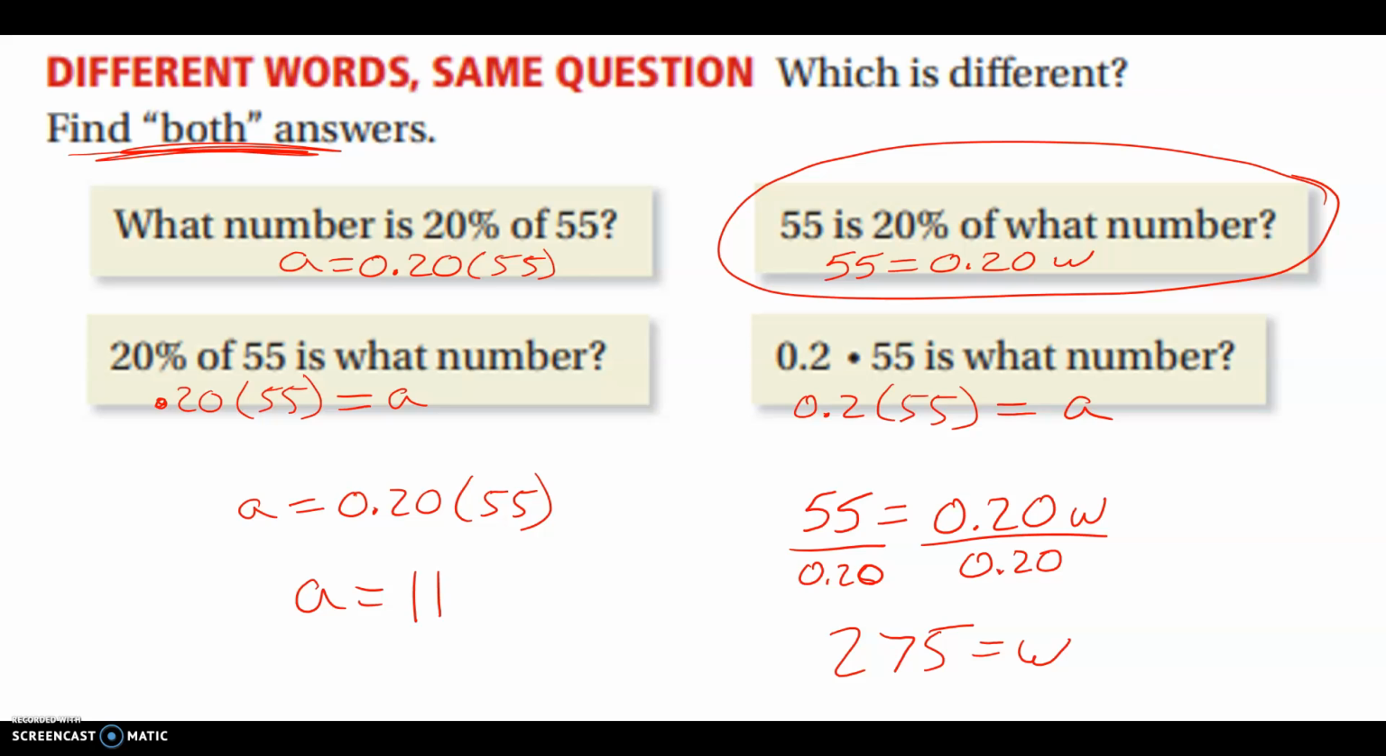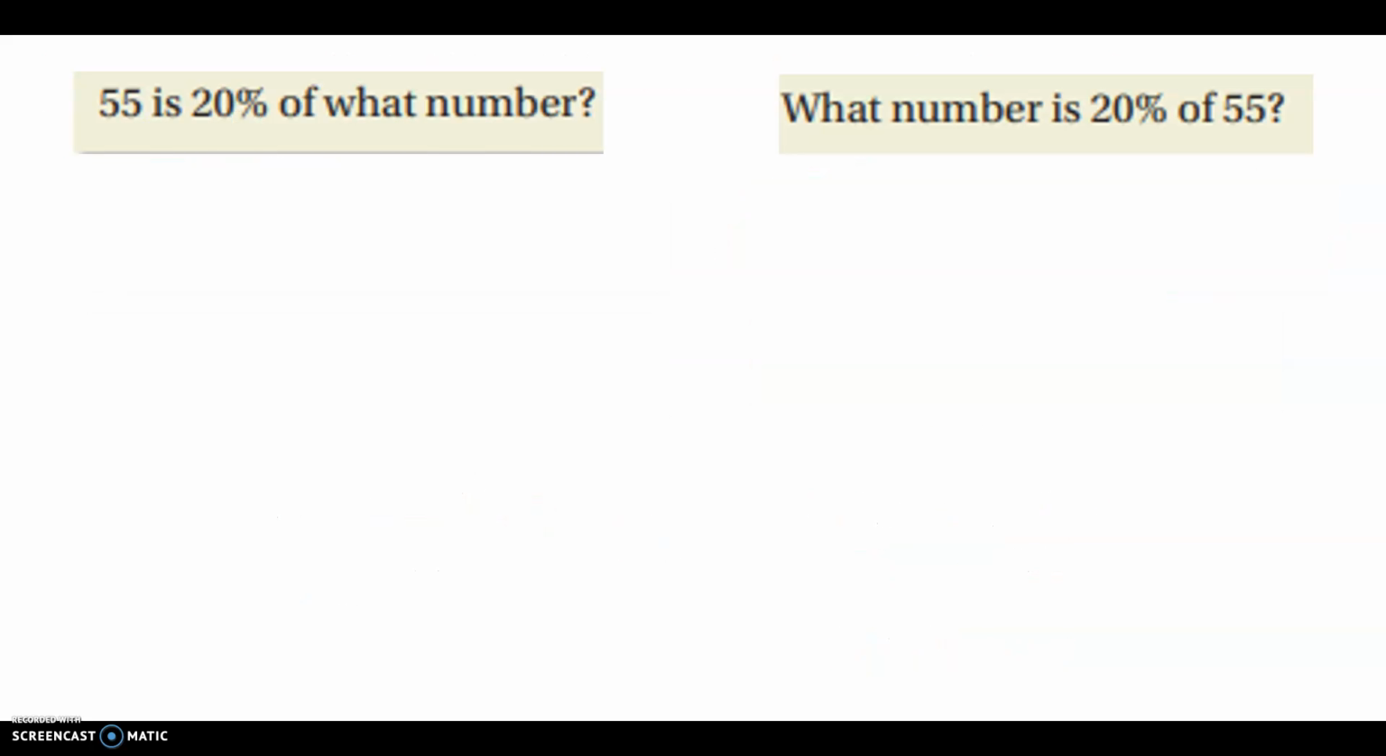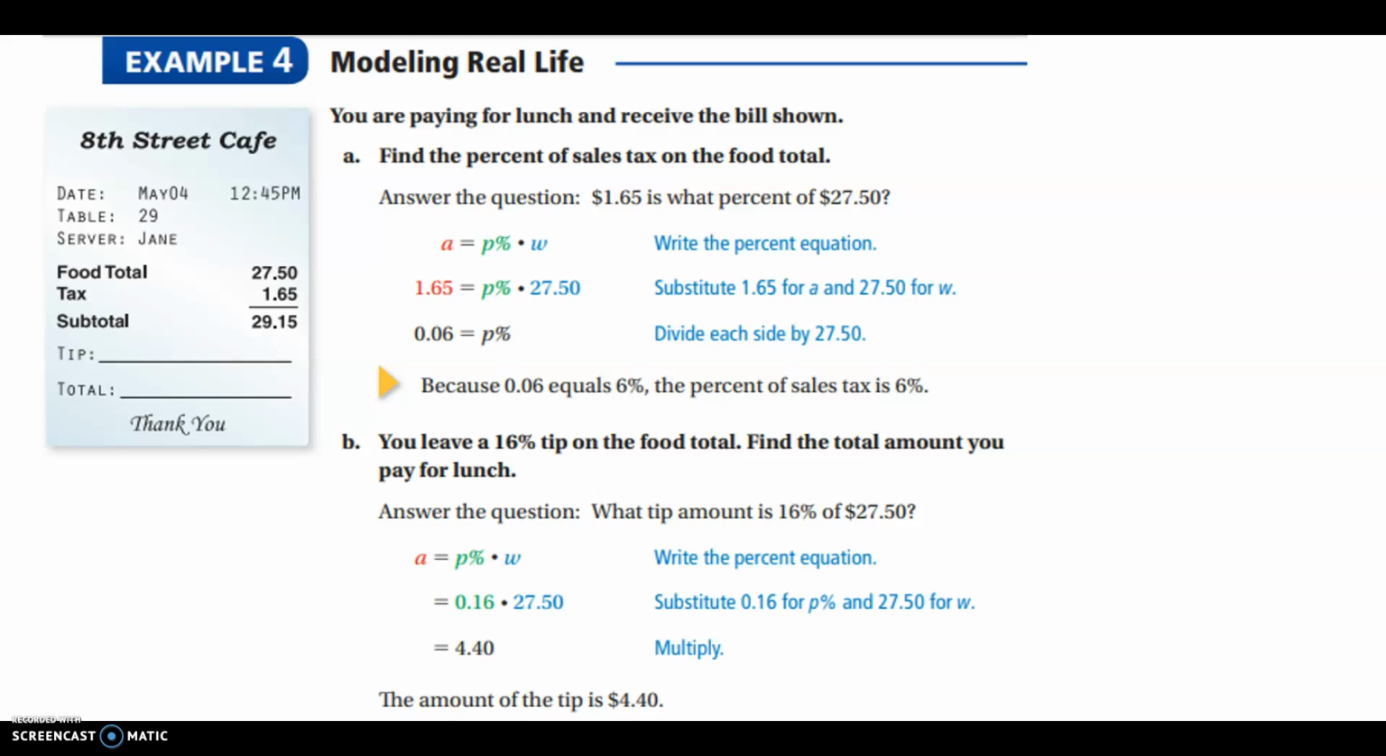All right, let's turn the page. This one has an example of a word problem. You're trying to find the sales tax on the food. So $1.65, what percent tax are they paying? 6%. Then if you leave a tip, you take the total plus the tax. Or no, they just did the 16% tip. So you're going to tip $4.40. So that's an example to look at.